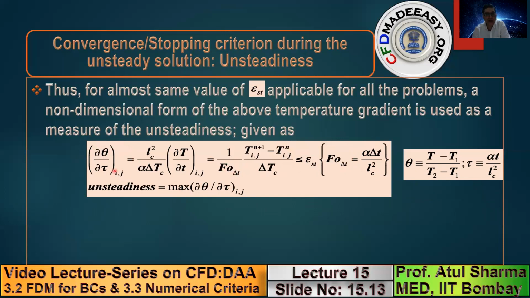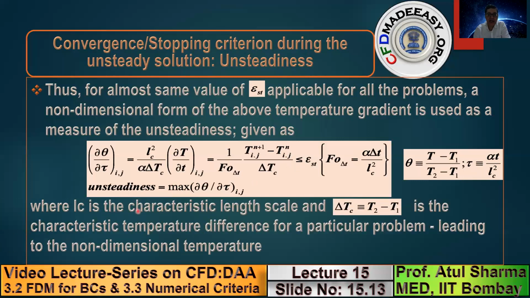For all the internal grid points, if there are 25 yellow circles, we pick the maximum of it, and we define unsteadiness as one value corresponding to the maximum temperature gradient, and that we compare with the tolerance. Here, LC is the characteristic length scale, and the temperature is non-dimensionalized with this temperature difference, which corresponds to the two characteristic temperatures that we know from the boundary conditions.